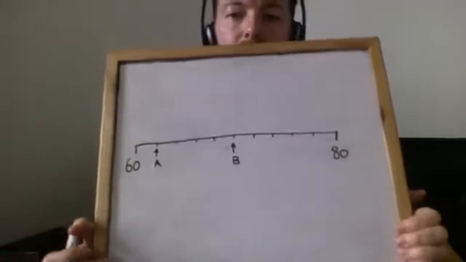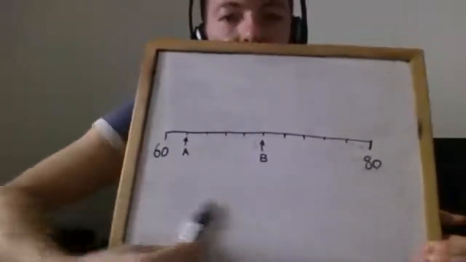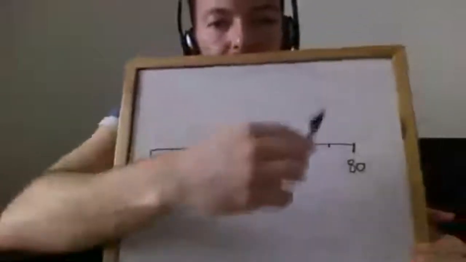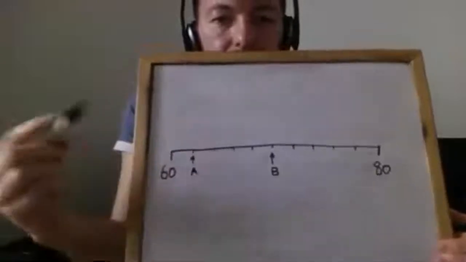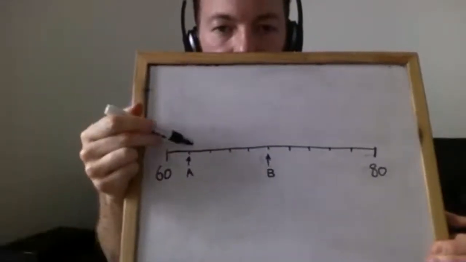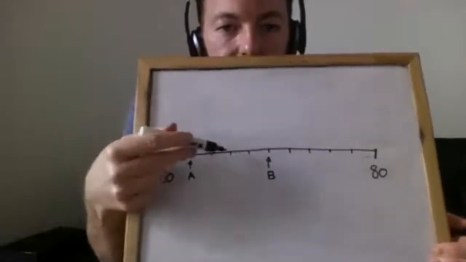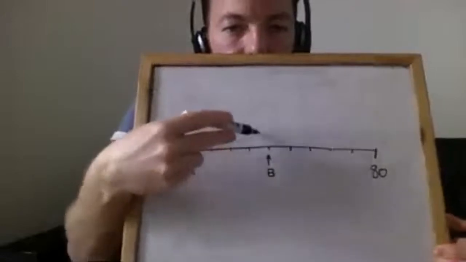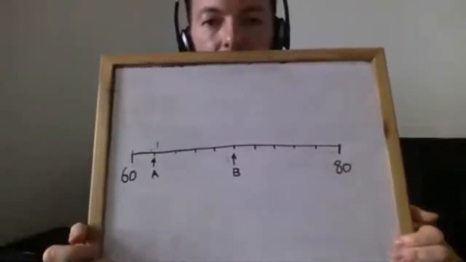Stop us there. So let's explain. We have 60 and we have 80. So this is a jump of 20 and we have 10 jumps. So 20 divided by 10, answer is 2 for every jump. So once we know our jump size, we can start to make 60, 62. A is 62, 62, 64, 66, 68, B 70. So 62 and 70. All right.